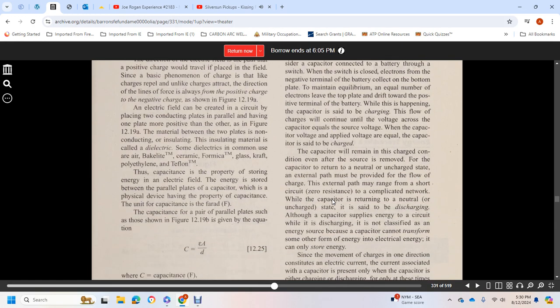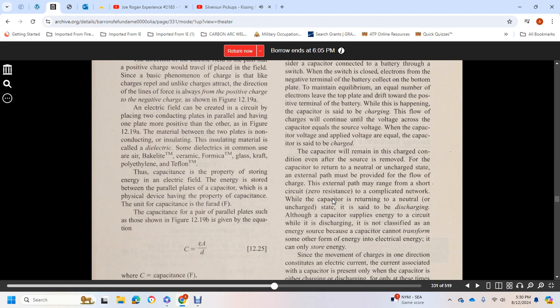The capacitor will remain charged even after the source is removed, unless an external path is provided for the charge to flow and the capacitor returns to a neutral, uncharged state. The external path may range from a short circuit with zero resistance to a complicated network. A capacitor returning to the neutral, uncharged state is said to be discharging.